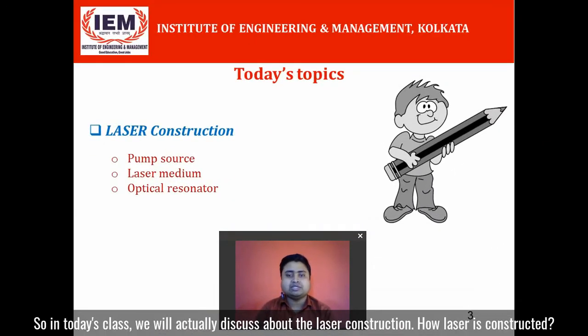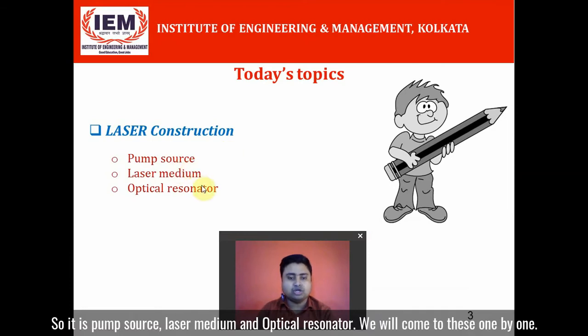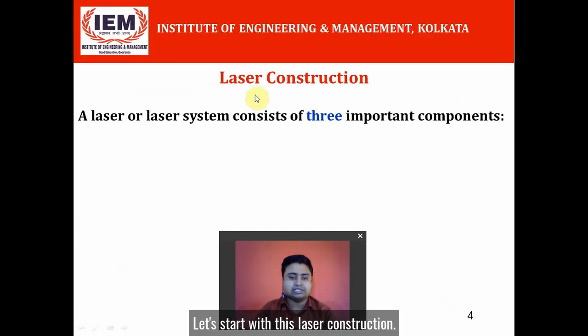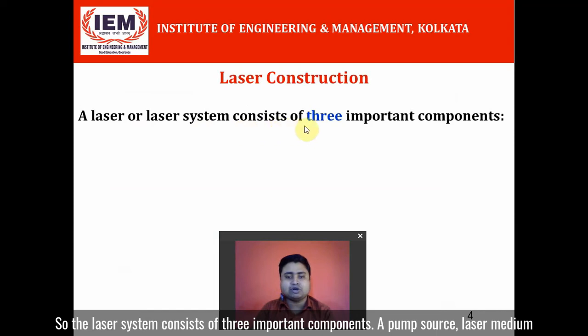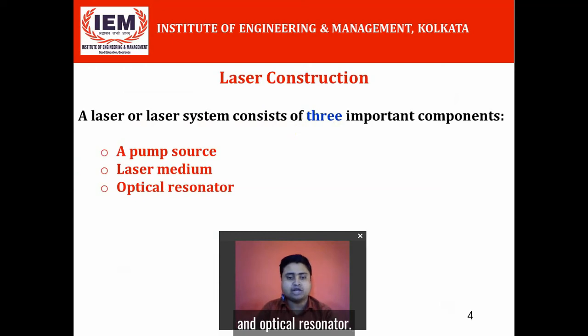So in today's class we are going to discuss laser construction, how a laser is constructed and the various parts related to a laser. So it is the pump source, laser medium and optical resonator. We will come to these one by one. Let's start with laser construction. The laser system consists of three important components: a pump source, laser medium and optical resonator.